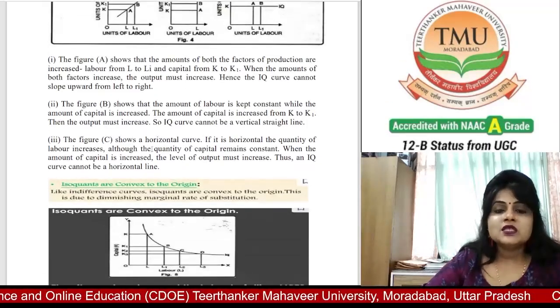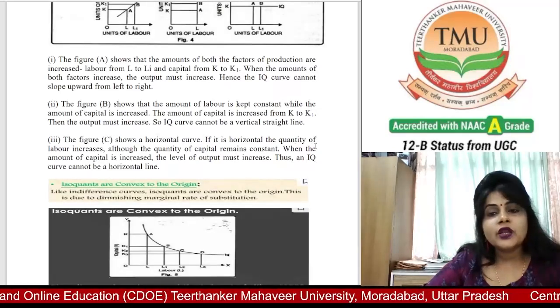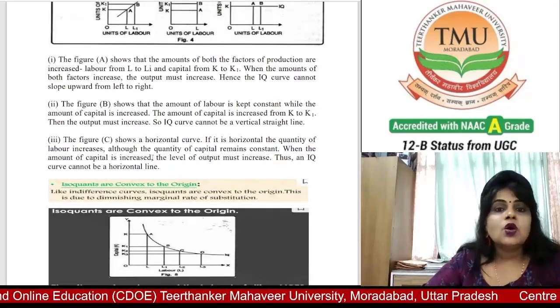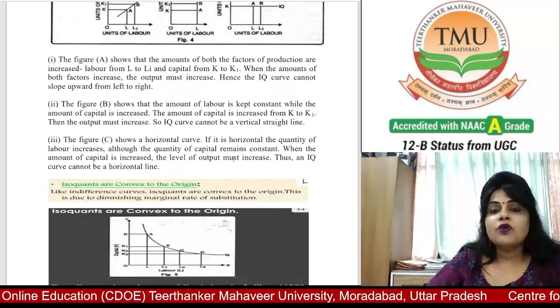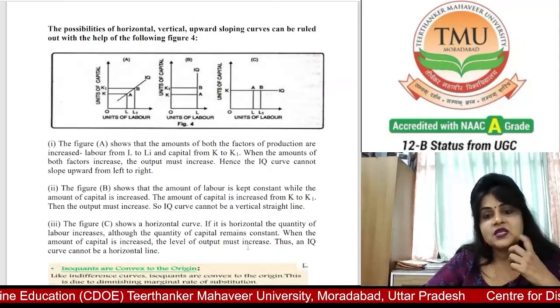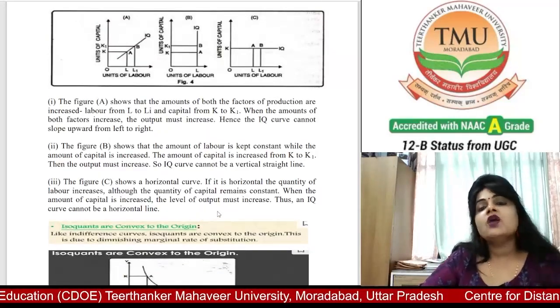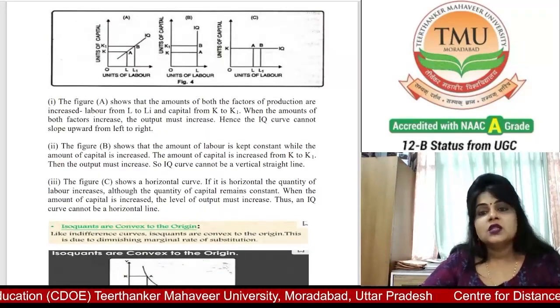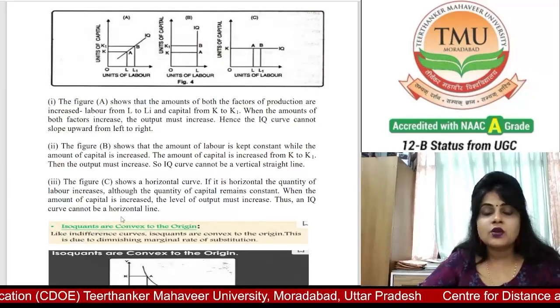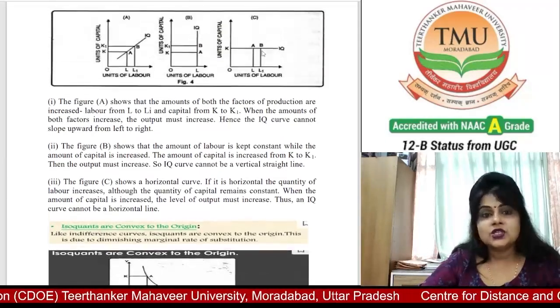Now figure C shows a horizontal curve. If it is horizontal, the quantity of labor increases, although the quantity of capital remains constant. Here one factor remains constant. When the amount of labor is increased, the level of output must increase. Thus, an isoquant cannot be a horizontal line. It is never shown in these conditions.